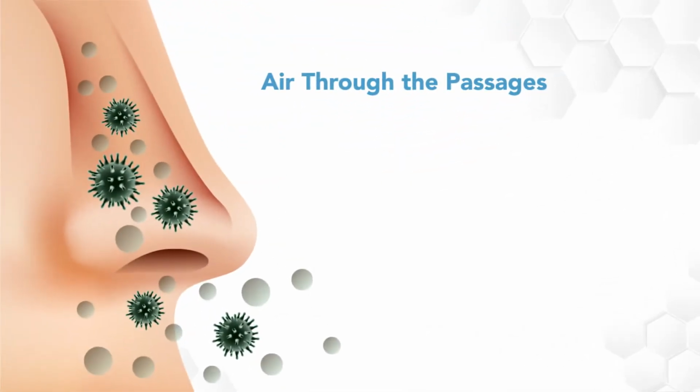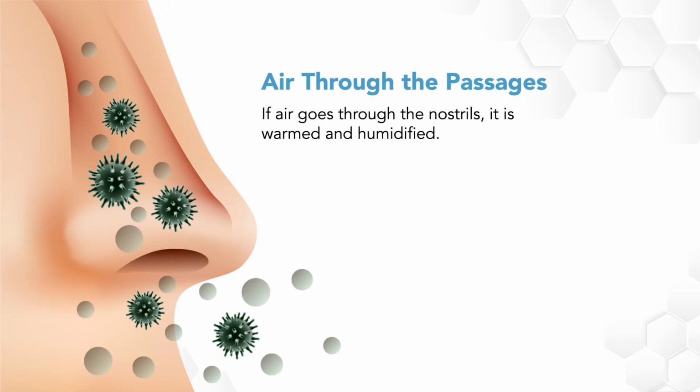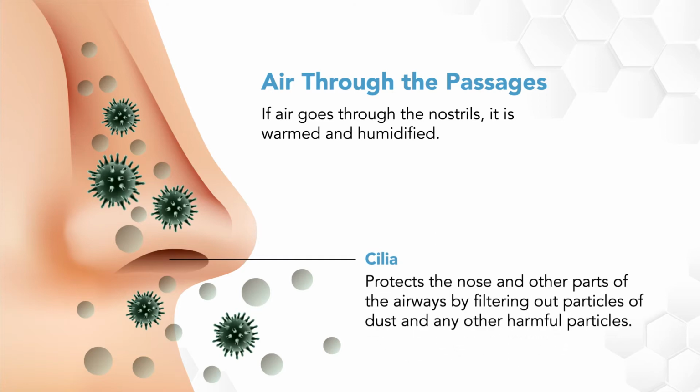Now that we know the structure of the airways in the lungs, let's take a look at the pathway air follows when it enters the system. Air first enters the system through the nose and/or the mouth. If air goes through the nostrils, it is warmed and humidified. Tiny hairs on the inside of the nose called cilia protect the nose and other parts of the airways by filtering out particles of dust and any other harmful particles.